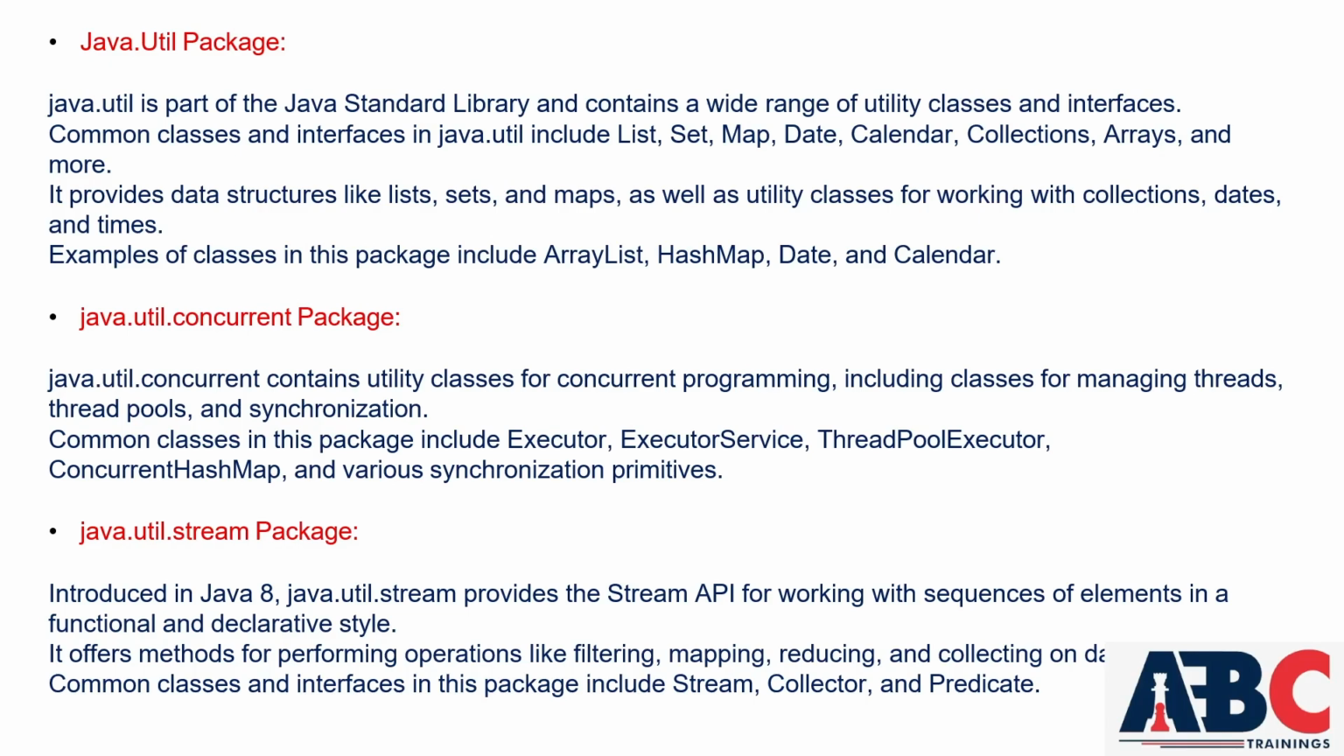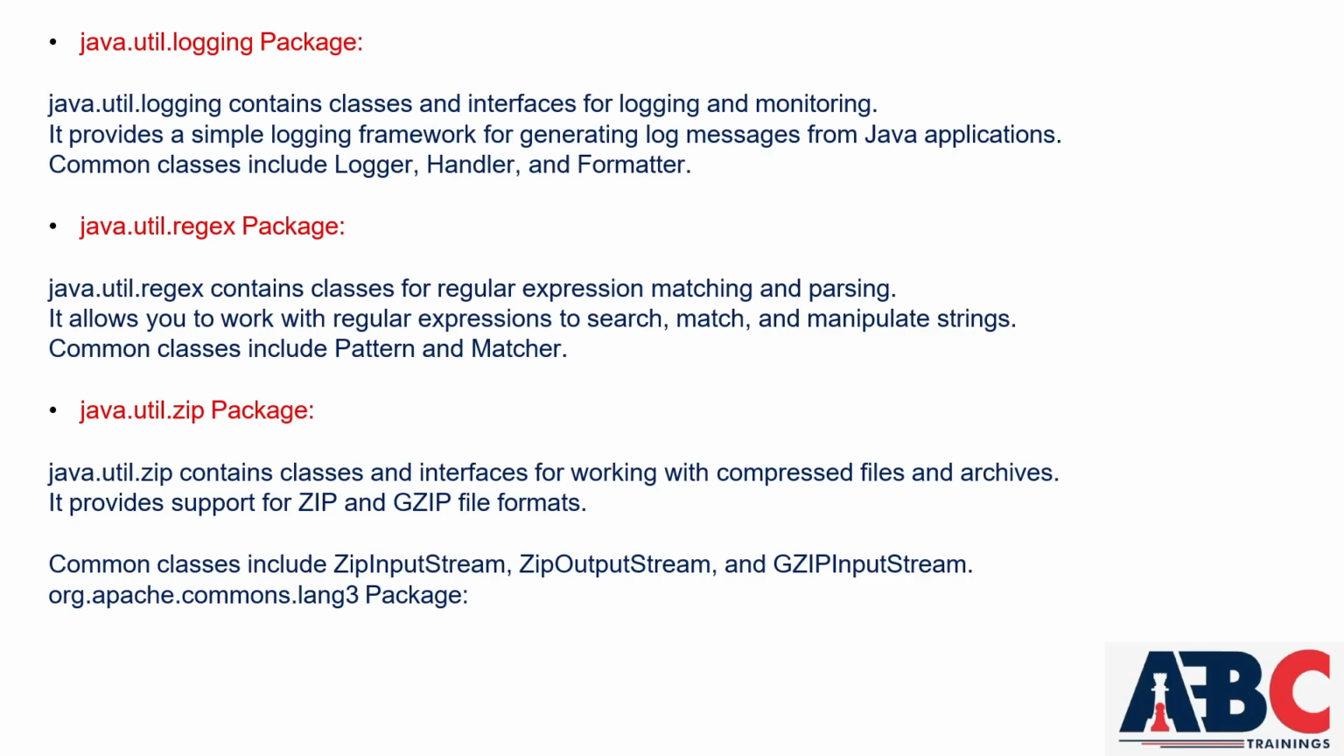The java.util.stream package was introduced in Java 8. In Java 8, java.util.stream provides the Stream API for working with a sequence of elements in a functional and reductive style. It offers methods for performing operations like filtering, mapping, reducing, and collecting on a data stream. Common classes and interfaces in this package include Stream, Collector, and Predicate.